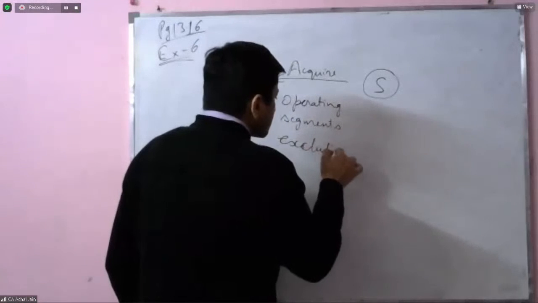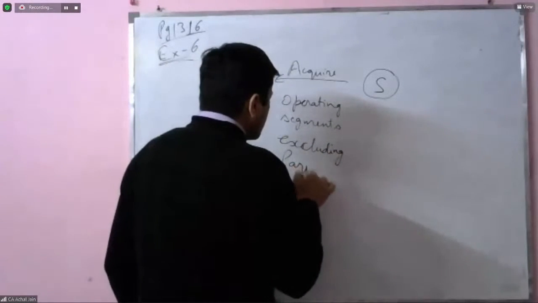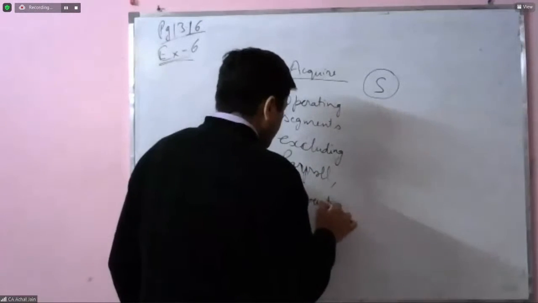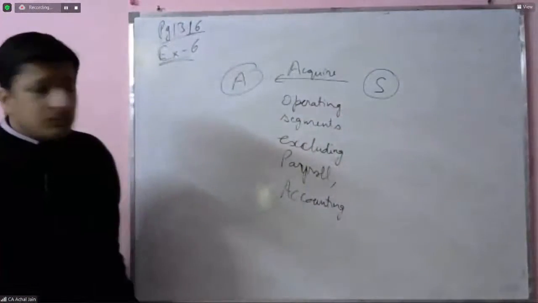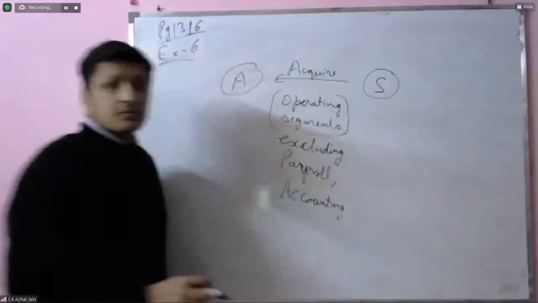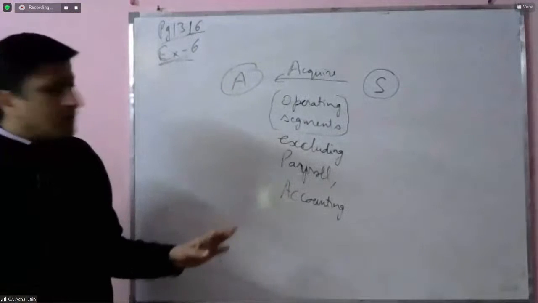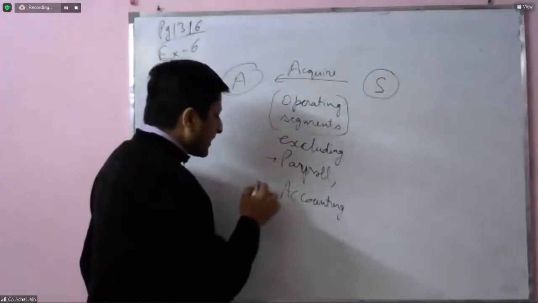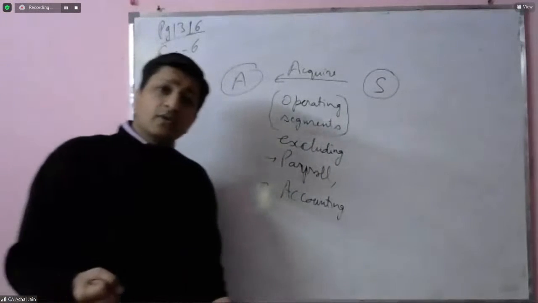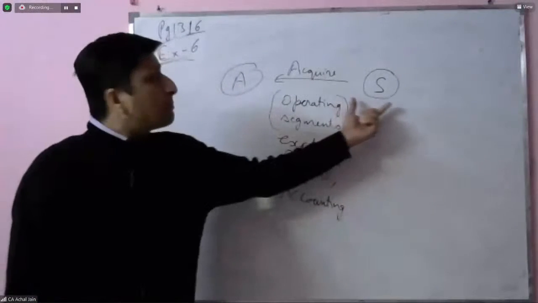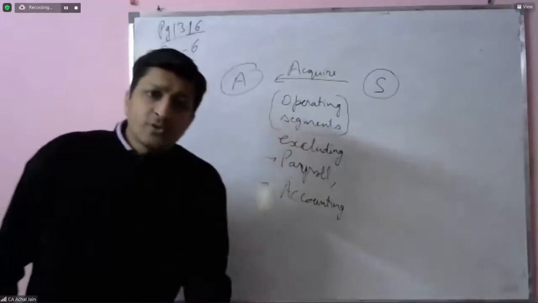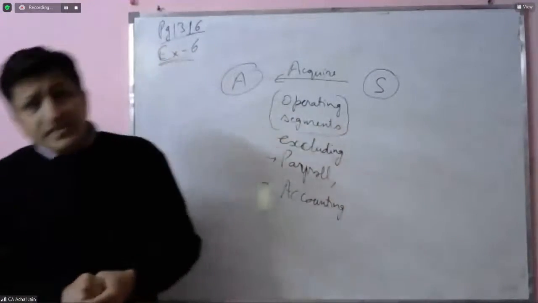So let me just specify this once again. Excluding payroll, accounting. Now A has come and A wants to acquire operating segments of S. But A is saying, I will not acquire your payroll function. I will not acquire your accounting function. Now the question arises that if A is acquiring some part of S, so will that some part of S constitute a business? Will that be considered to be business? The answer is yes. Why?